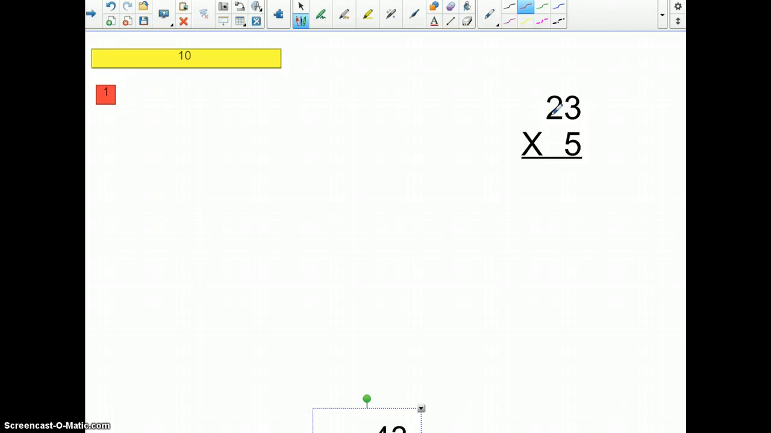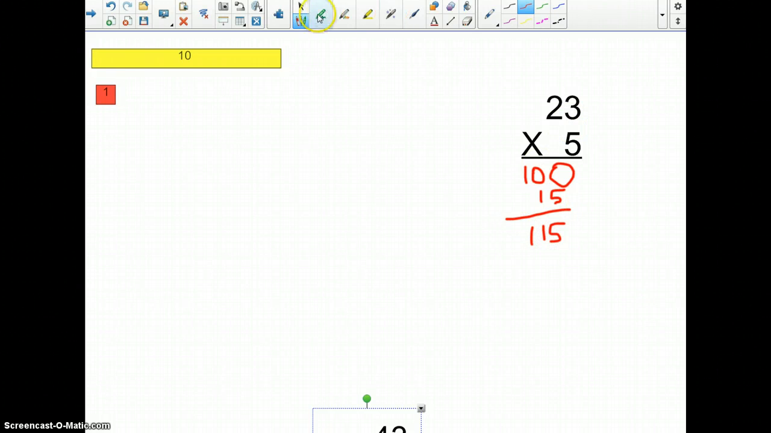Well, 2 groups times 5 is 10, but it's 10 tens, so that makes 100. 20 times 5 is 100, or 10 tens. Then I take my ones place. 3 times 5 is 15. 23 times 5 is 115.